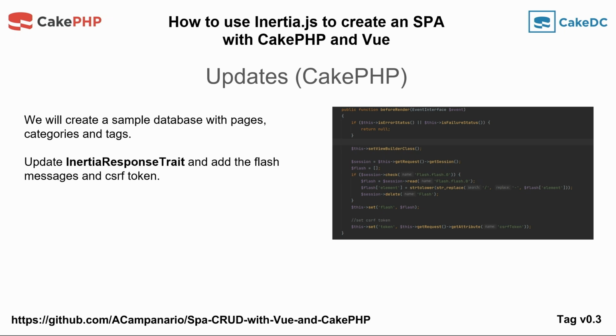Then we need to update CakePHP with some things. Now we go to the principal objective of this workshop, which is to bake a CRUD that runs completely in the browser without reloading the page. We will create a simple database with pages, categories, and tags. And we need to update the inertia response trait to add flash messages and CSRF token.